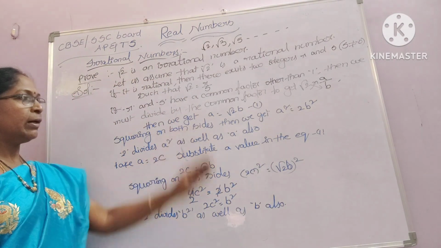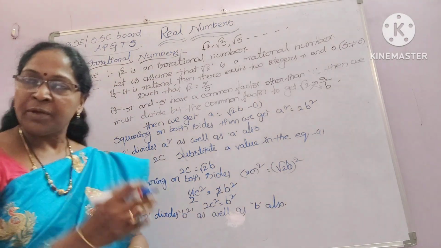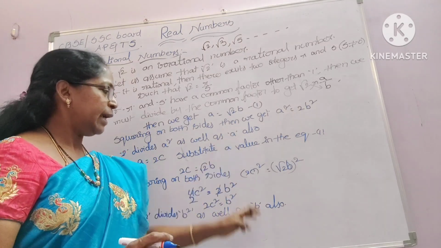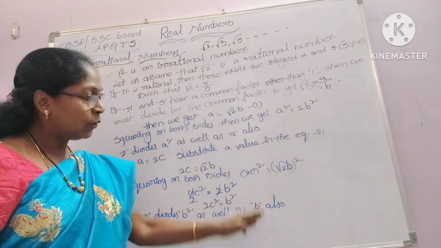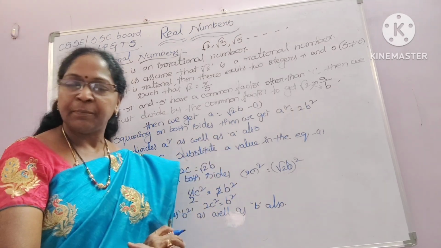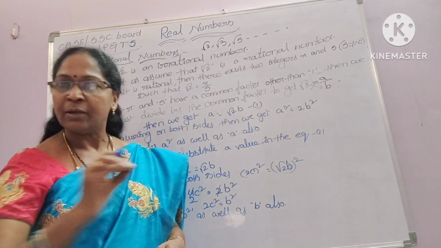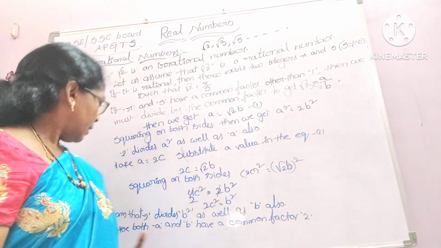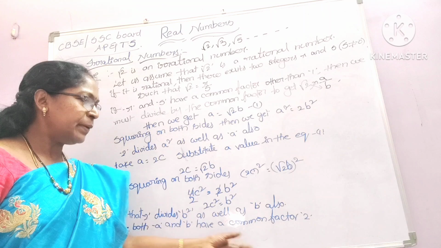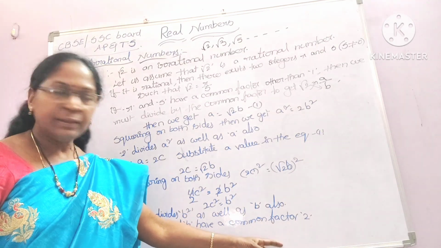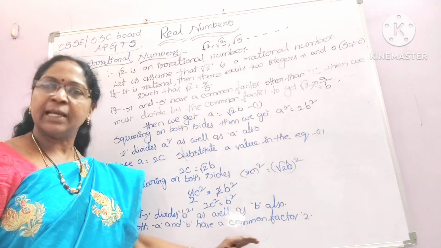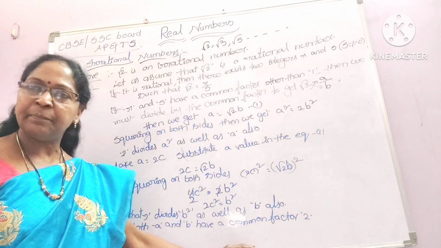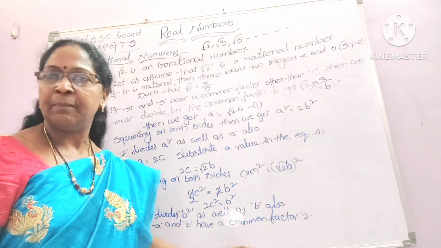Here we got another common factor for a and b. Both terms are divided by 2. That means a and b are not co-prime numbers. So here both a and b have a common factor 2. That means this contradiction has arisen. That means here a and b are not co-prime numbers.